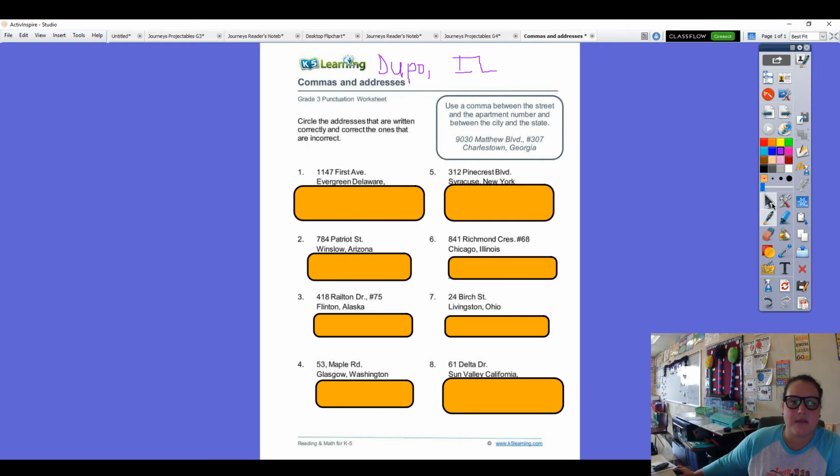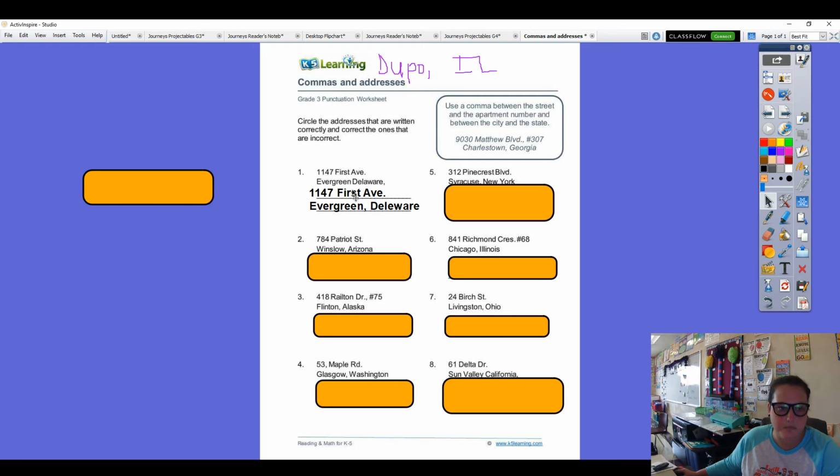Now we're going to go through and do some of these together. Some of these examples are correct and we don't have to do anything to them. And some of them need a comma between the city and state. So let's look at this first one. 1147 First Avenue, Evergreen, Delaware. Evergreen, Delaware is our city and our state. In this example, the comma is after the state. That is not in the right place. The comma needs to go between Evergreen and Delaware. So when I rewrite this, I have Evergreen, comma, Delaware.